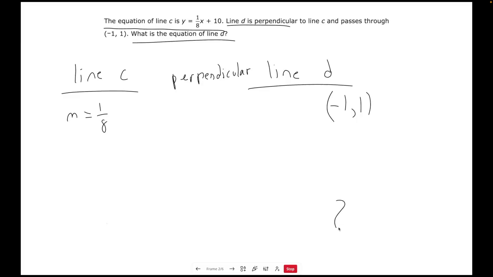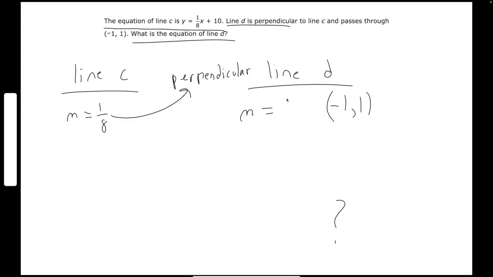All right, so we're trying to write an equation for line D, and we need a slope. If we have a slope and a point, we can do something. But until we have both of those, we can't do anything. So the way that we get our slope for line D is, remember that if they are perpendicular to each other, that means that we can flip it and make it opposite, right? We can take the negative reciprocal. And so the slope for line D is going to be -8.